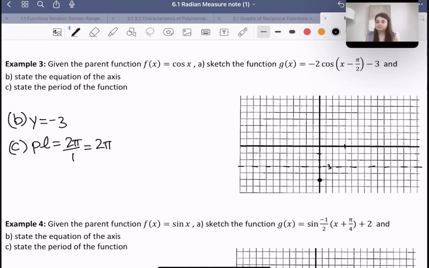Okay? So let's do this one. Let's say this is pi over 2, pi, 3 pi over 2, and then all the way over here, 2 pi. Okay, so let's put that there, and then here, here, and finally here. Like that. And there we go.